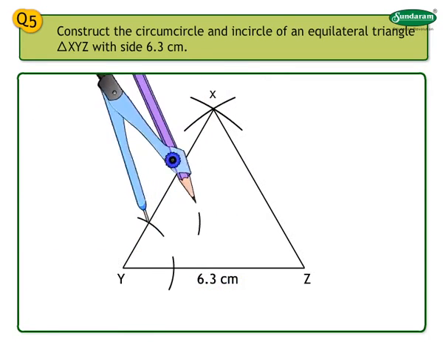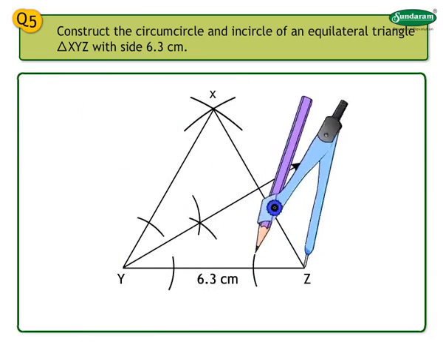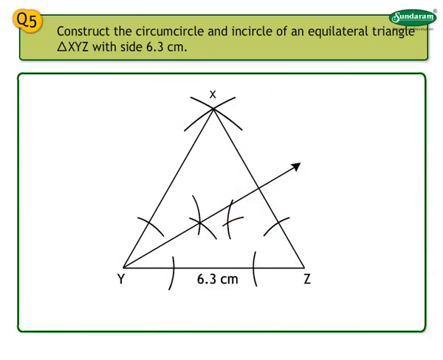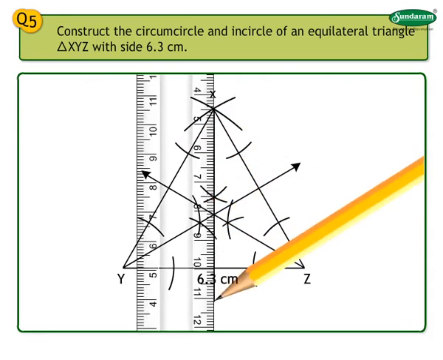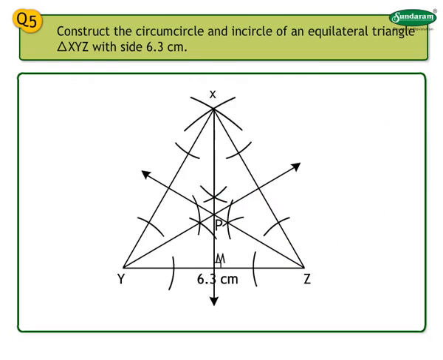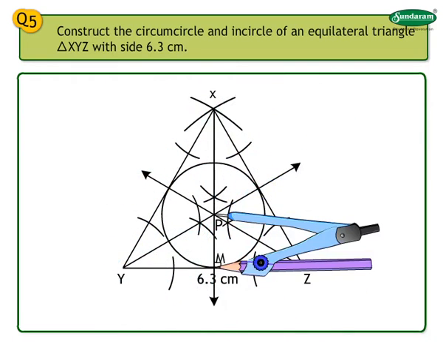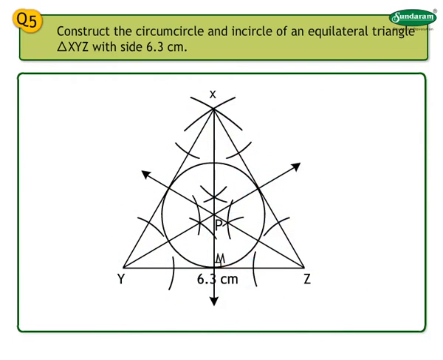Now draw angle bisectors of angle Y and angle Z. Let P be the point of intersection of the angle bisectors. Draw PM perpendicular to side YZ. Now draw a circle with radius PM. Thus, the circle obtained is the required incircle of triangle XYZ. In an equilateral triangle, the center of the incircle and the center of the circumcircle are the same.